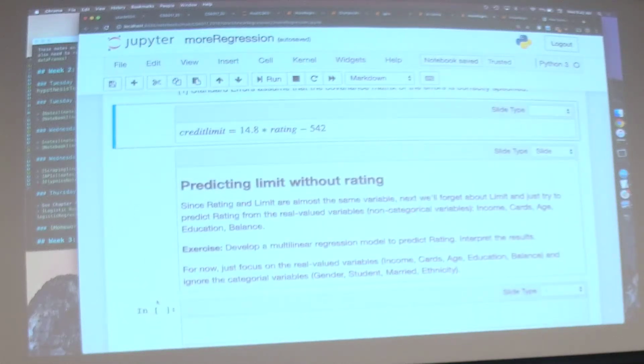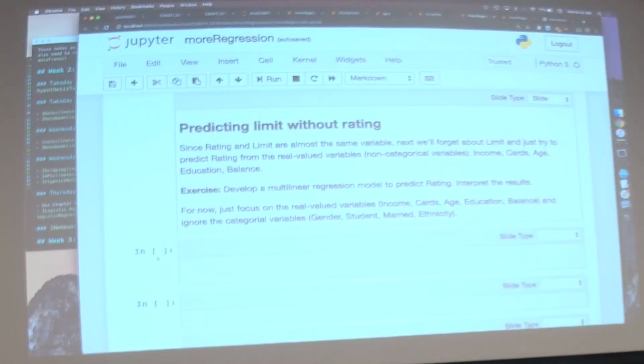So this tells us that these are basically the same variables, so we're just going to ignore the rating because they're the same thing. So let's take a look at the next step. Maybe take a couple minutes with your neighbors.